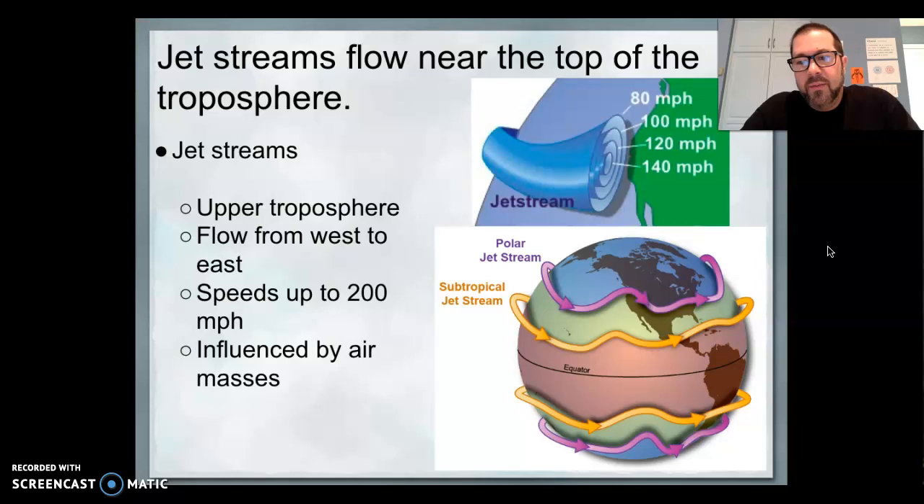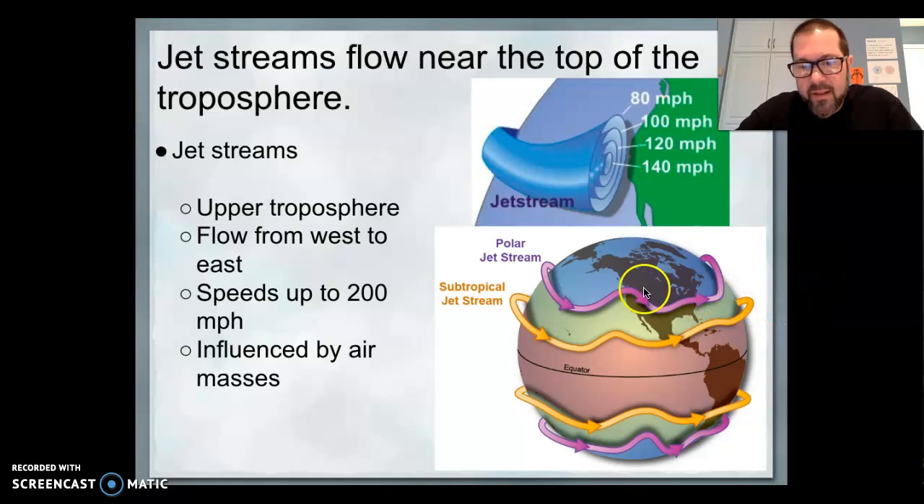Another thing that is responsible for our weather and for bringing weather is the jet stream. Now, the jet stream flows near the top of the troposphere. And what the jet streams are like are these tubes or really strong currents of air that all flow from west to east. They can hit speeds of up to 200 miles per hour.